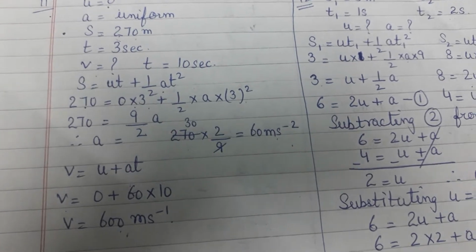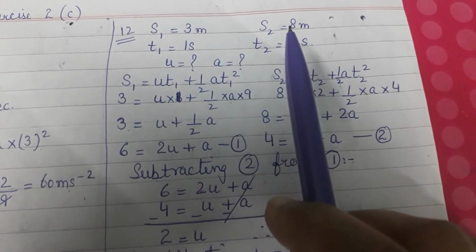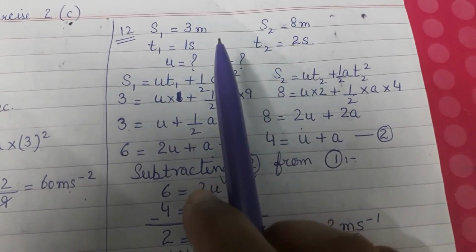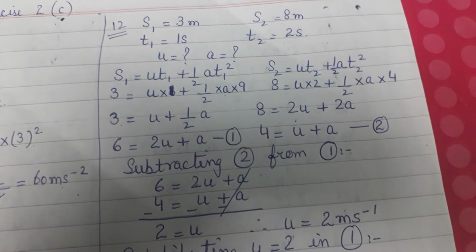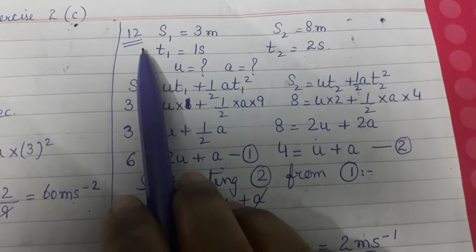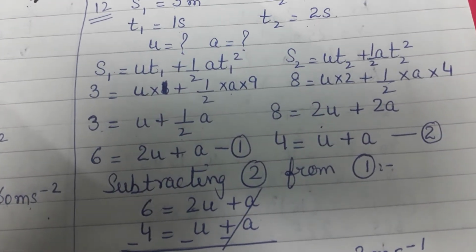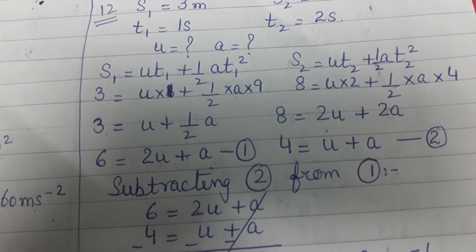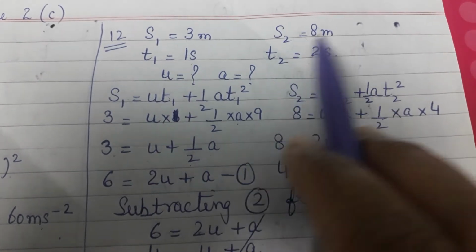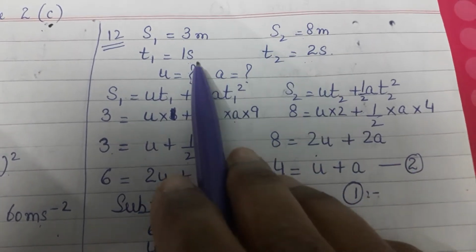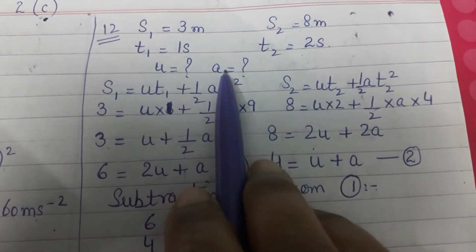Now we move on to the next question, children. I'm reading it out. A body is moving with a constant acceleration. This is the 12th numerical problem, children. A body is moving with a constant acceleration and it travels a distance of 3 meters in 1 second and 8 meters in the next 2 seconds. So there are two sets of distances and time. You're supposed to find out the value of u and a.